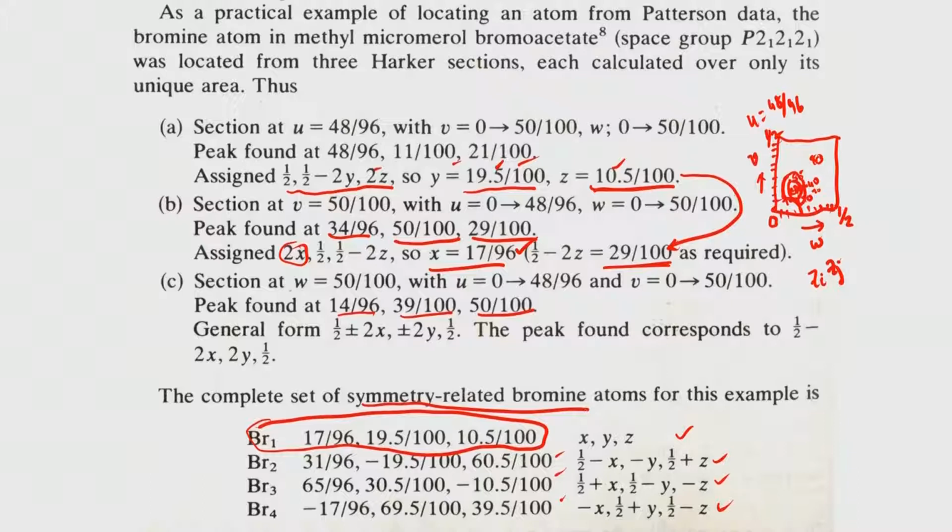There is only one bromine in the structure, but you get 4 bromines in the entire unit cell. So, this corresponds therefore to the 4 bromine atoms in the unit cell. So, we can determine all their positions.